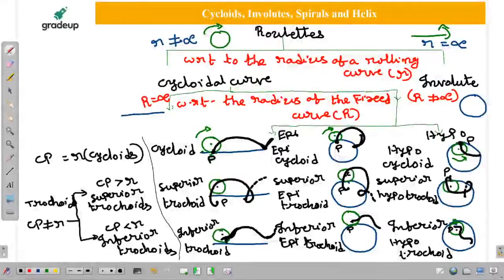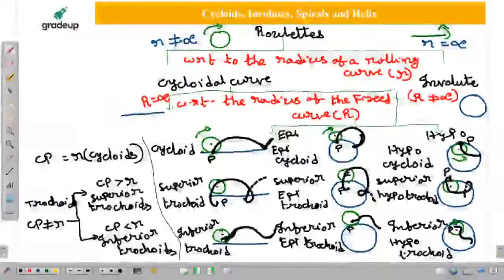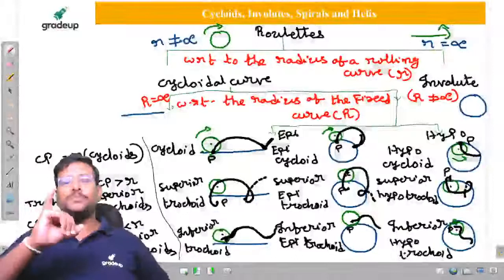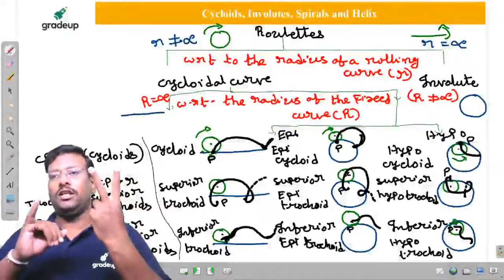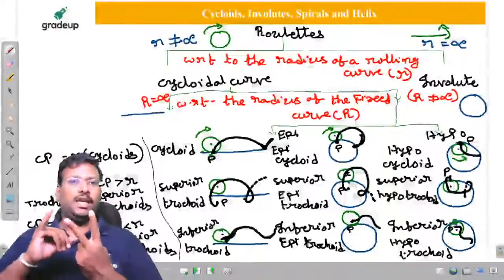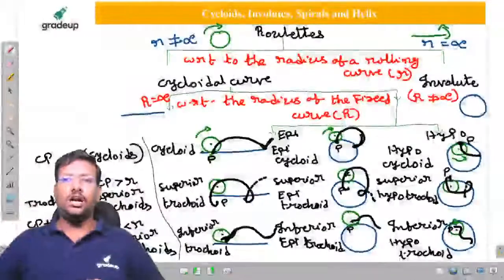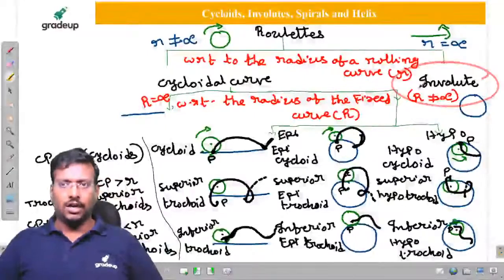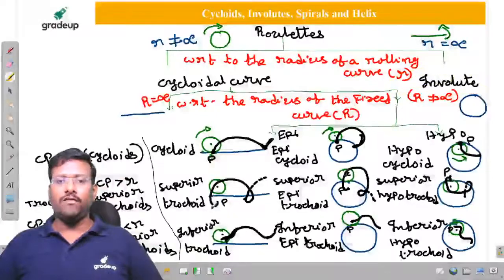Now all of you remember, from these, what are the points you have to remember. That I will explain once again. All of you remember, my dear friends. First one, rollets means two types. If the rolling object radius is infinity, it is called involute. Is it clear, my dear friends? This is called involute.